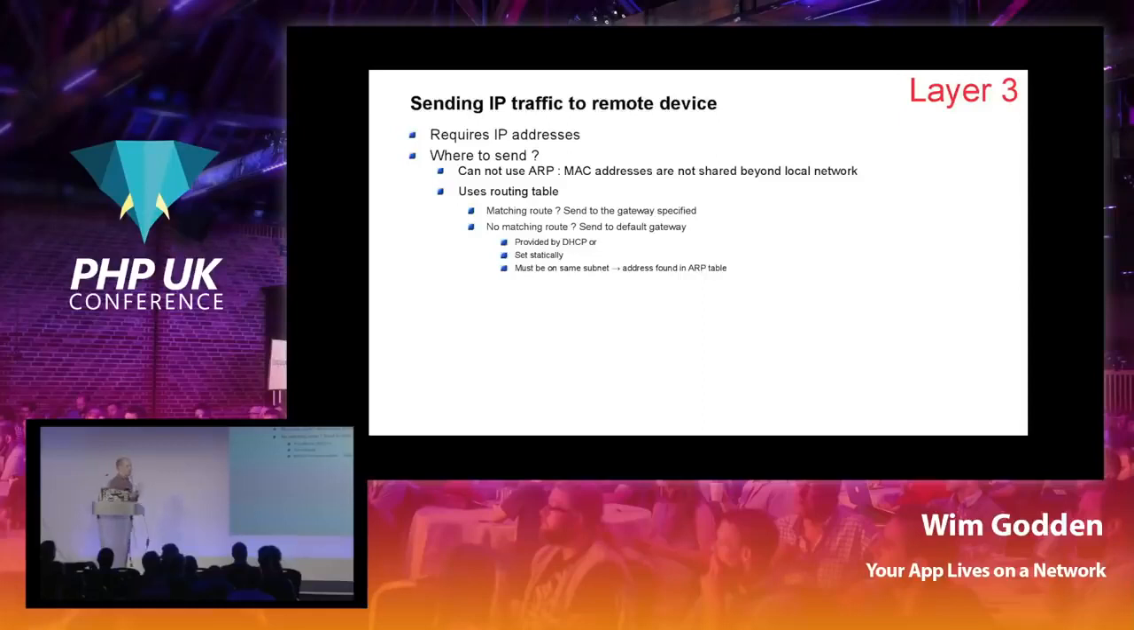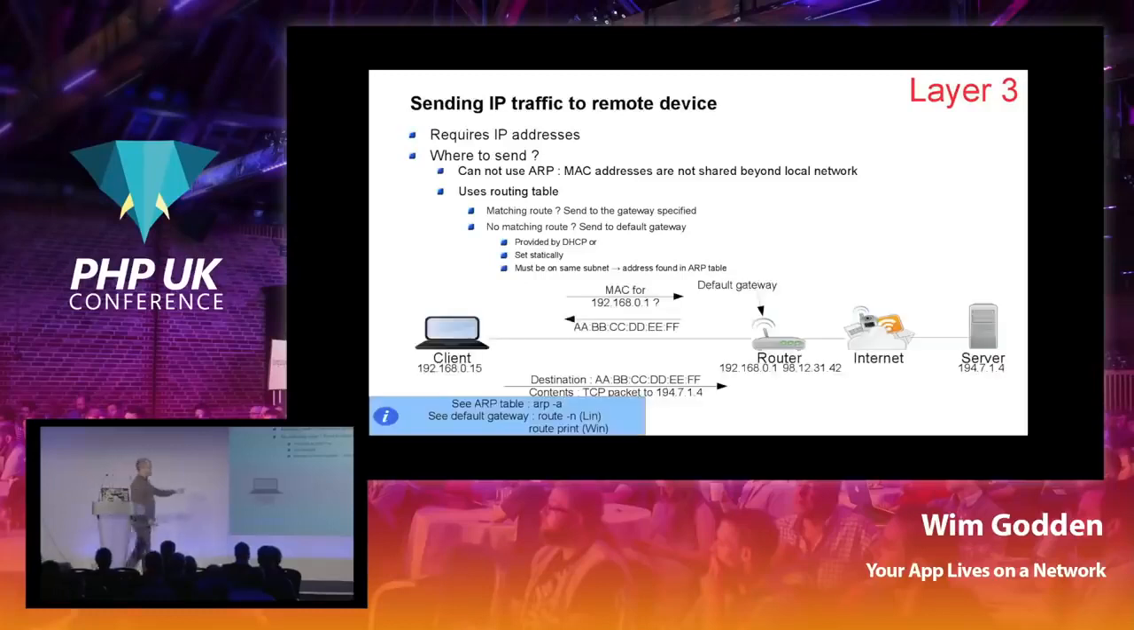So if you want to send IP traffic to a remote device, where do you send it? Well, if that remote device is not on your local network, then you cannot send it directly, because you need a MAC address of the device, and MAC addresses are not shared beyond the local network. So then you use that routing table, and you send it to the default gateway. The default gateway is usually provided statically on a server, so you just set it up. Your network engineer will say, this is the default gateway. Or if you have a router at home, for example, it's provided by that router using DHCP.